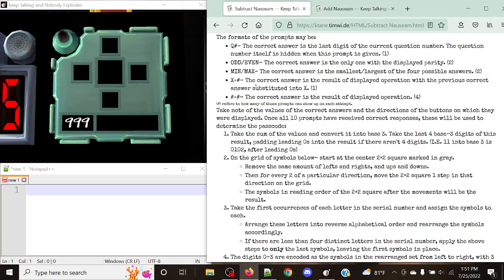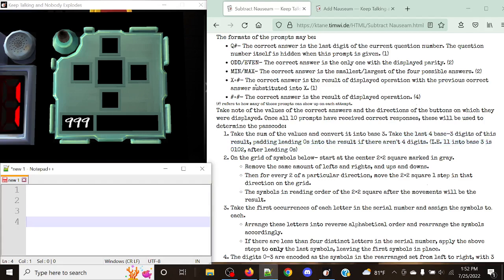But another difference here that you're going to immediately realize is this is not in base 4, whereas ad nauseam was in base 4. This is in base 3 now. So this is where things get a bit interesting. We're going to take the last 4 base 3 digits of the result, padding leading zeros into the result if there aren't 4 digits. So in this case, 11 in base 3.